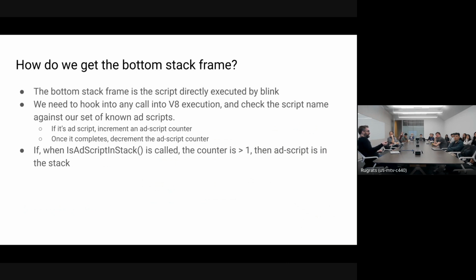The bottom is actually pretty easy to capture. The bottom is anytime Blink calls out and runs code and says, okay, V8, I need you to go run this thing. We hook into that moment. We have an observer class, the ad tracker, that says, let me know anytime you're about to execute anything in V8. I'm going to check if that thing is an ad related thing. And if it is, I'm just going to increment my counter of is ad script currently running. And then when that execution finishes, I decrement my counter. And then if anyone calls is ad script in stack, I can just check my counter and see if it's greater than 0.